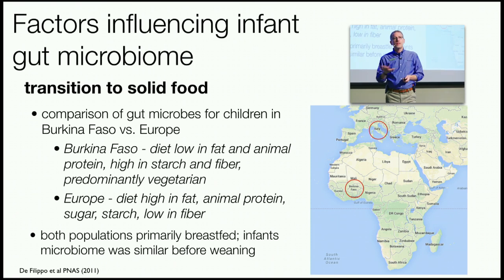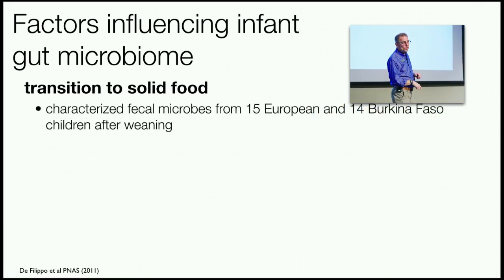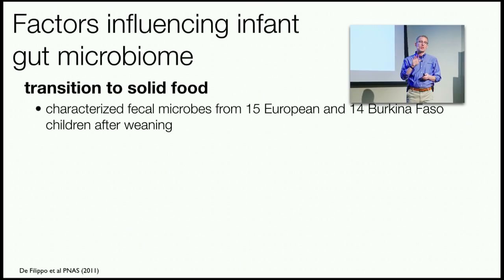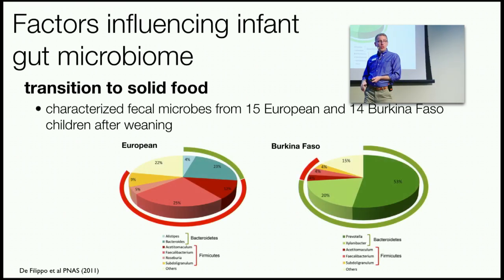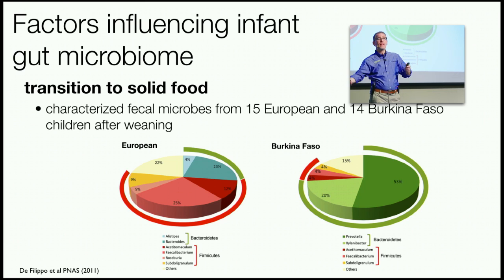Both populations had similar gut microbiomes while they were breastfed, but then after they were transitioned to solid food, this is what their microbiome looked like. Now you're going to notice this is like 14 and 15 kids. This is a small percentage of kids, so that's a really important caveat to look at. But the pie charts, the different colors represent broad categories of bacteria, different phyla of bacteria, those early things on the left-hand side of that colored table that we handed out.